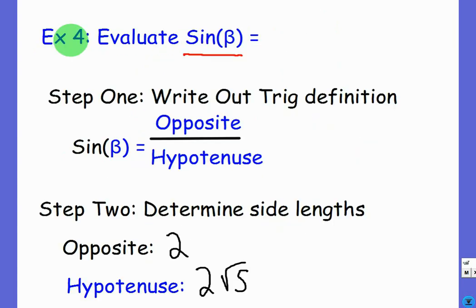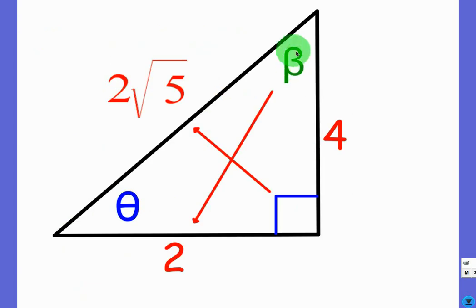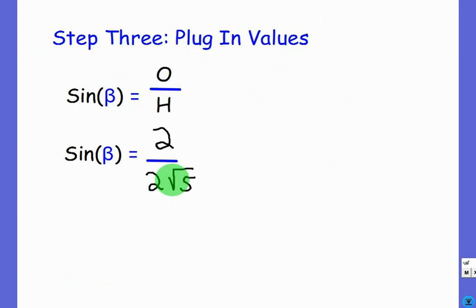Okay, let's do sine of beta. I think this is almost through here. What's the definition of sine? Without looking. O over h, right? So let's go to the triangle, see what we got for opposite of beta. What is opposite of beta? 2. And what's the hypotenuse? 2 radical 5, right? So it's going to be 2 over 2 radical 5.